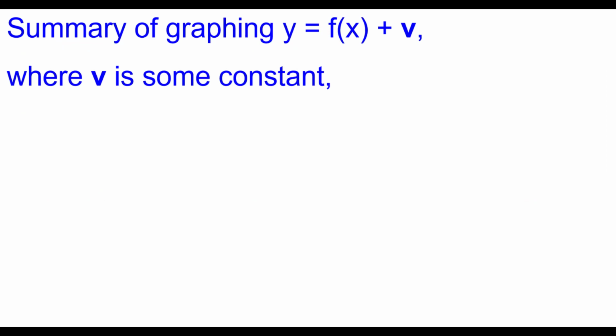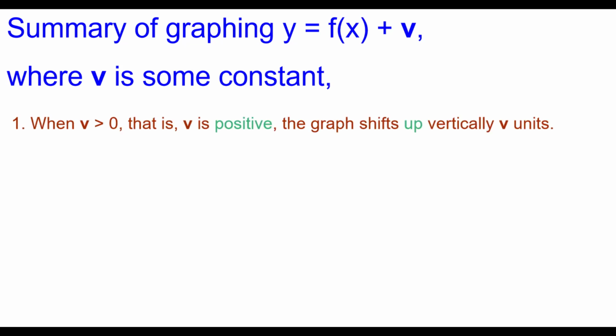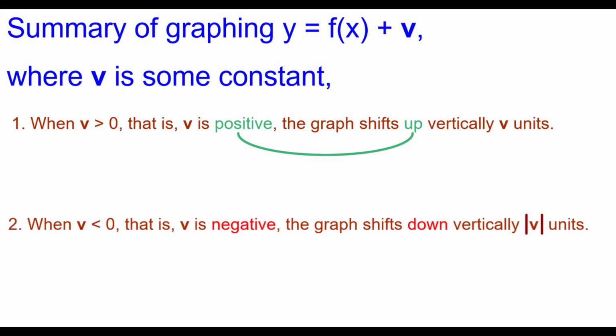So let's summarize this. When graphing y equals f of x plus v, where v is some constant outside the function, when v is greater than 0, that is, it's positive, the graph shifts up vertically v units, like a smile. When v is negative or less than 0, the graph shifts down vertically, the absolute value of that negative number, that many units. Down, frown.